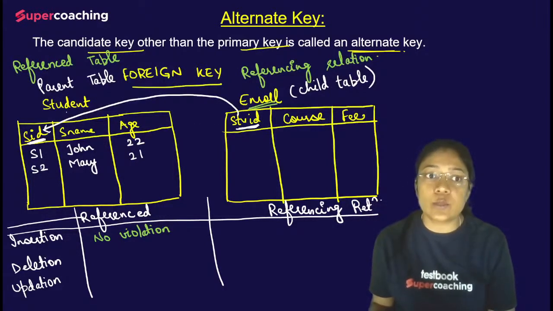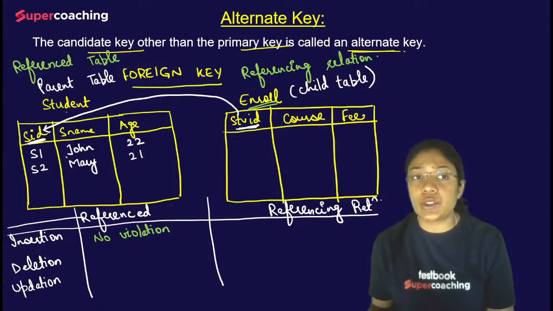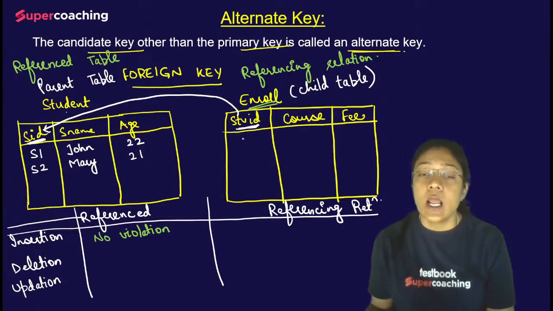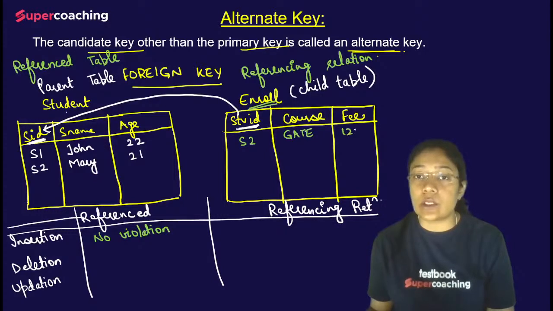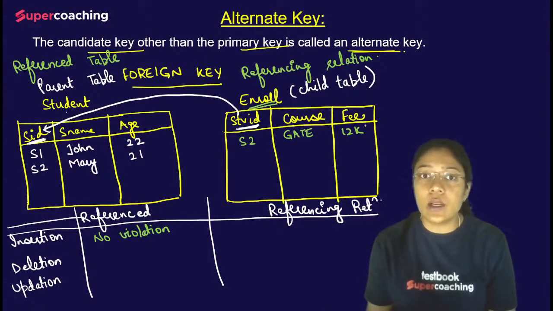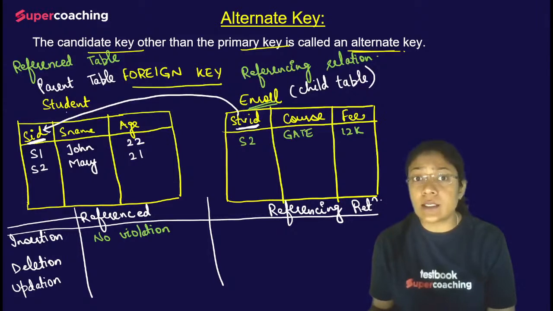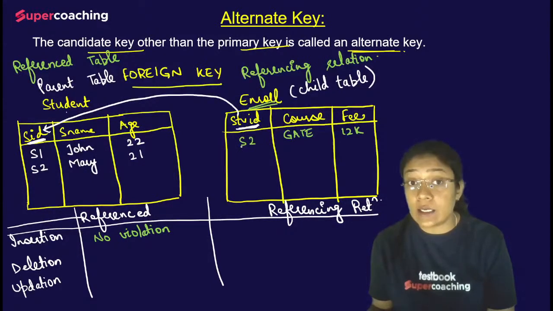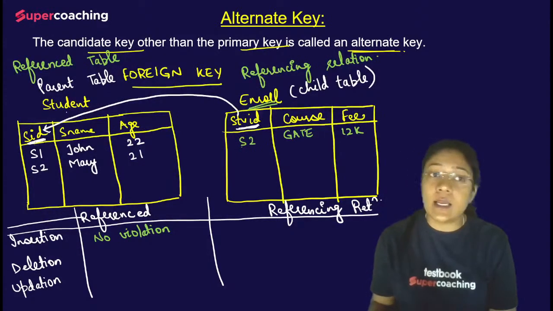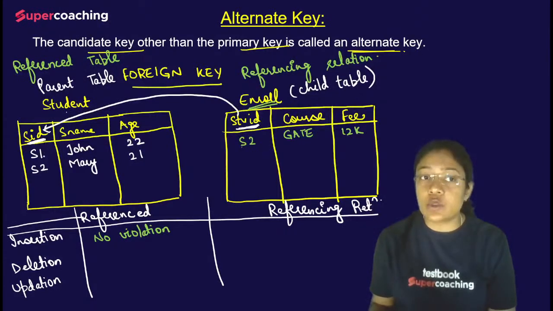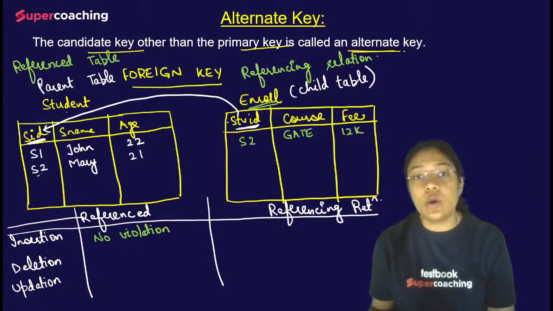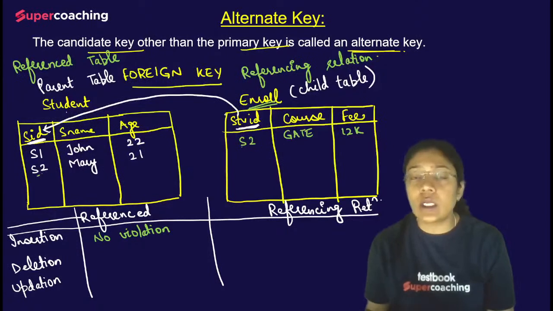Those students, S1 and S2, have filled the registration, they are students and they want to enroll themselves in some course. Let us assume that S2 has enrolled for the course GATE and the fee is 12,000. Okay, so is this allowed? Yes, definitely that is allowed because it is referring to the SID S2. Is it present in the primary key of the student relation? Yes, it is present, so it is allowed. So not creating any problem.